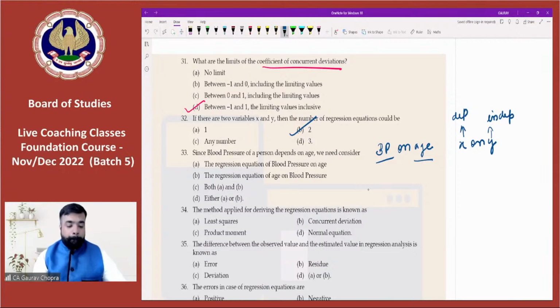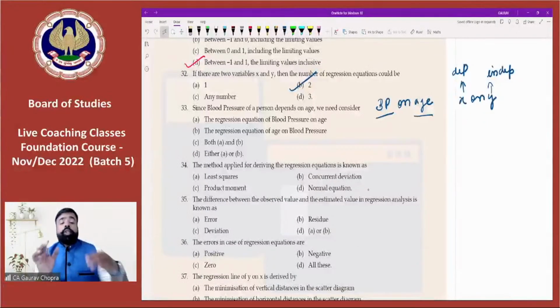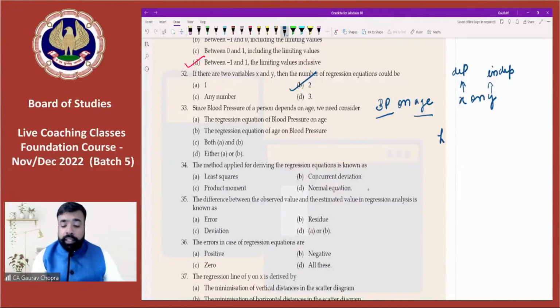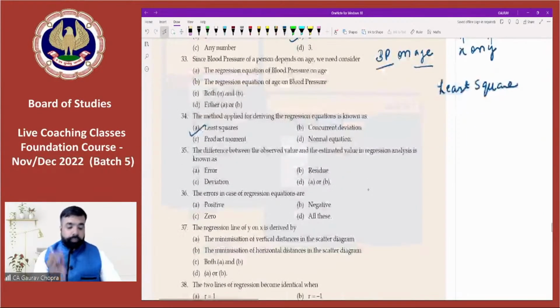Option number A. Now whenever we solve the equations to find the values, to find the missing figures, this equation method is known as the method of least squares. Method of least squares. Okay. Now try 35 and 36.